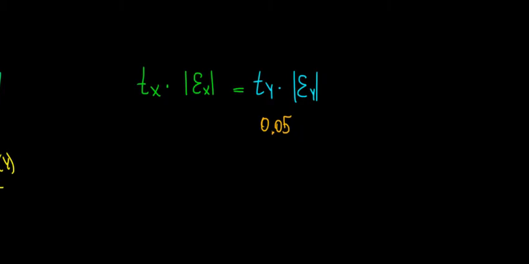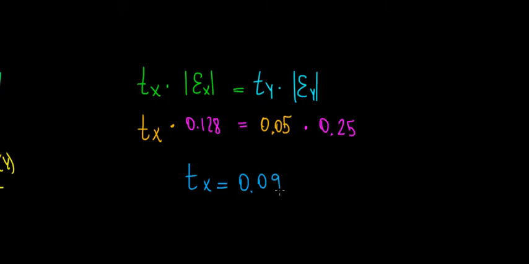So let's substitute these values. The elasticity of demand for good Y is equal to 0.25. The elasticity of good X is 0.128. Make that equal, and we're looking for the tax that we must charge on good X. Now, if we solve the math over here, that tax for good X would be equal to 0.097. And if we convert it to percent, just because it's more intuitive to speak in percent, well, we multiply this by 100, so we get to 9.7%.